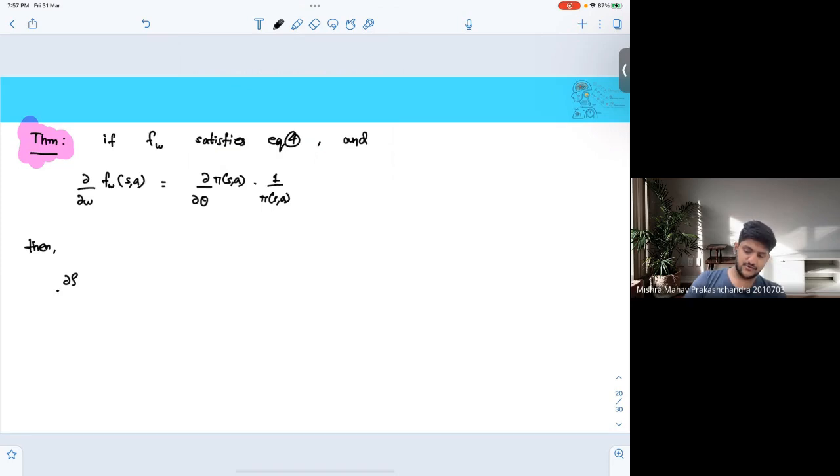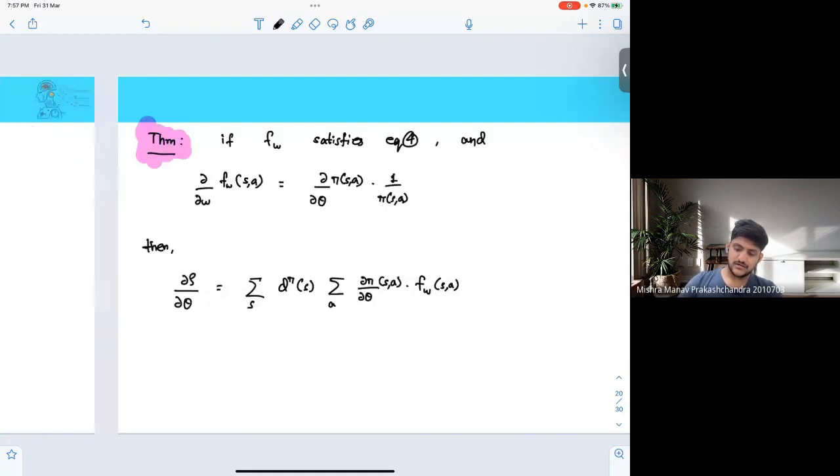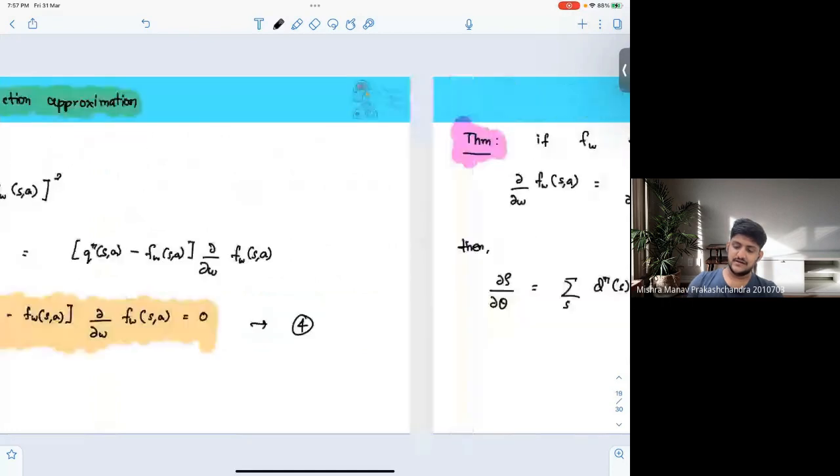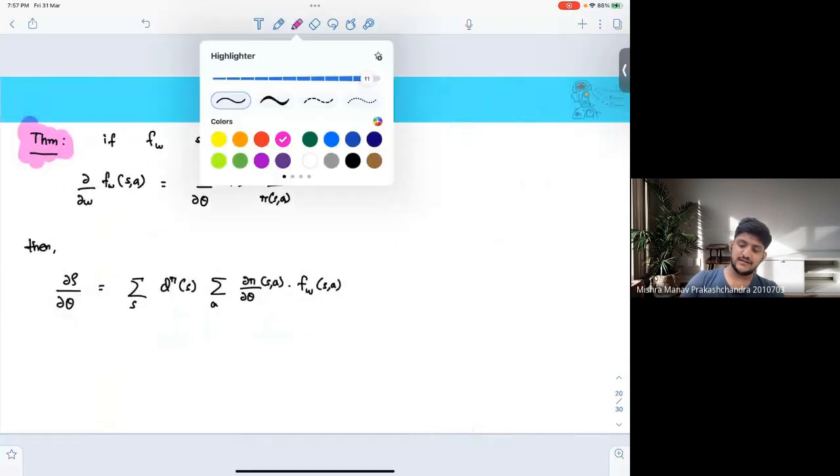my d rho by d theta becomes the sum over s of d pi of s, summed over all a's, dou pi by dou theta of s comma a, times fw s comma a. Okay. So again, we get equivalence to this blue equation. So I'll again color this blue.